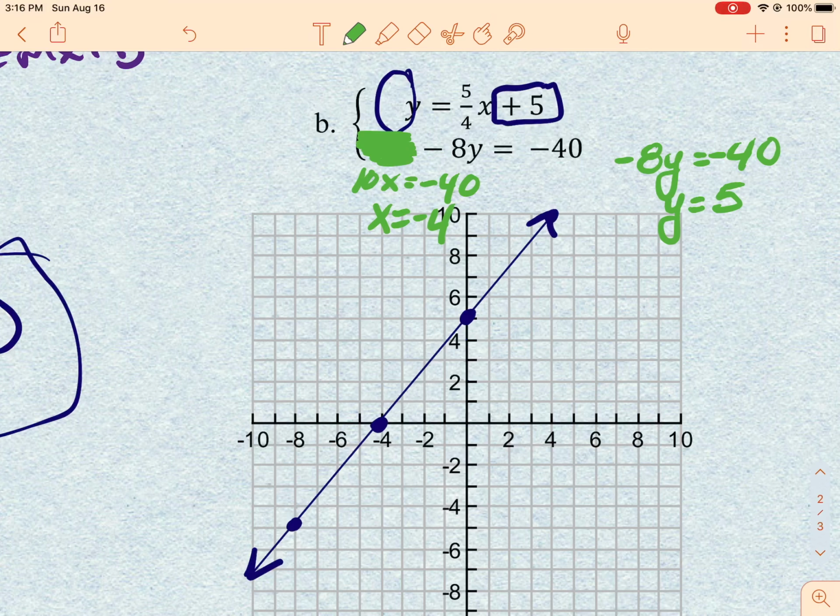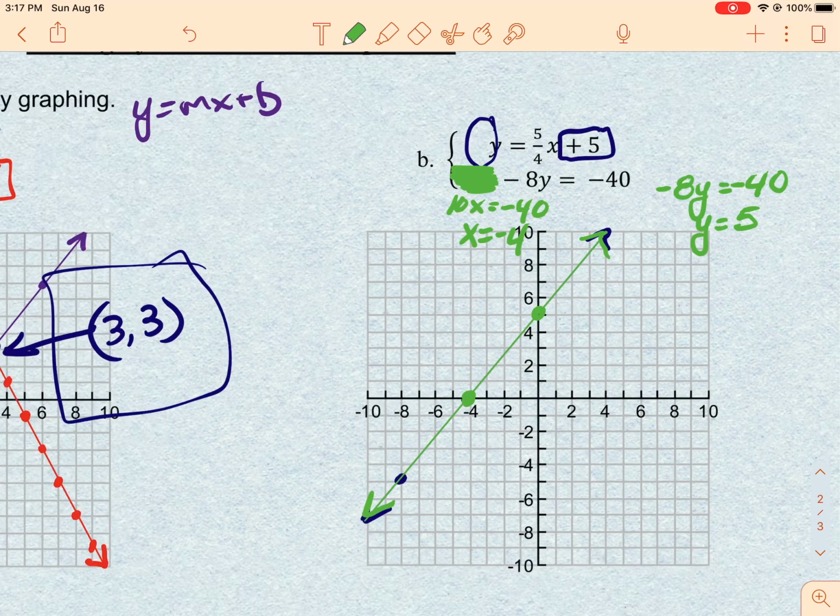So what that's actually doing is finding the x-intercept and then the y-intercept. So the x-intercept, negative 4, is right here, and the y-intercept, y equals 5, is saying 0, 5. And if you look, those are the exact points that we already had. Connect them, it's the exact same line.